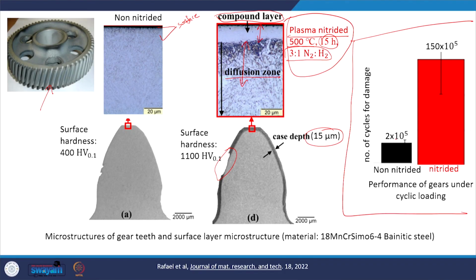That is called cyclic loading. The number of times I need to do this bending to break it is called the number of cycles for damage. What you can see here is that in the non-nitrided case, that means no nitriding treatment, you just made the gear, it will sustain only this many cycles. But when you do nitriding, you see the enhanced lifetime of the component, a drastic improvement, right? Almost about 100 times improvement in the life of the component.